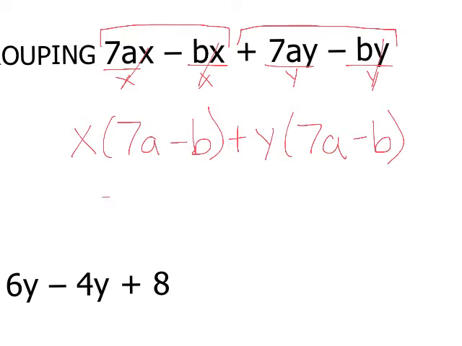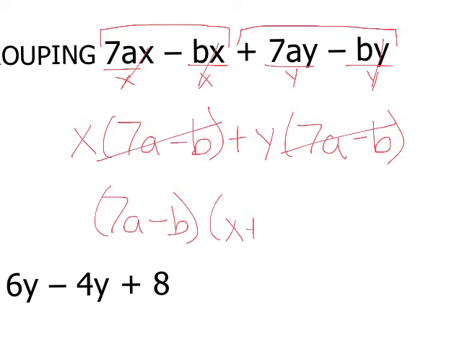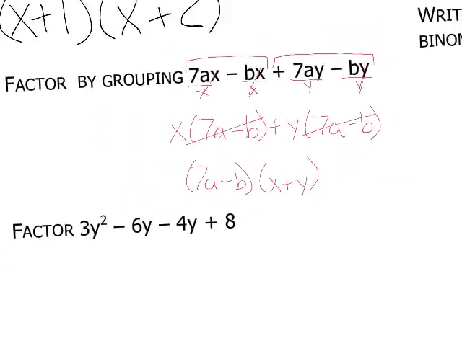All right, so they have 7a minus b in common. So 7a minus b, I'm going to bring that out front. Take it out of both of my terms, and what am I left with? What am I left with? X plus y. So that's my second set of parentheses, x plus y. Okay? All right.